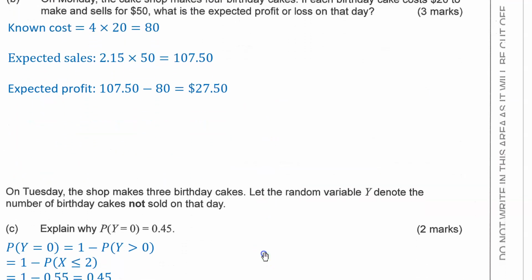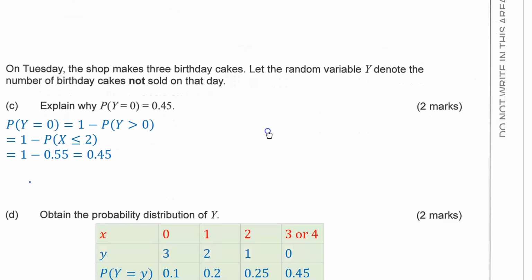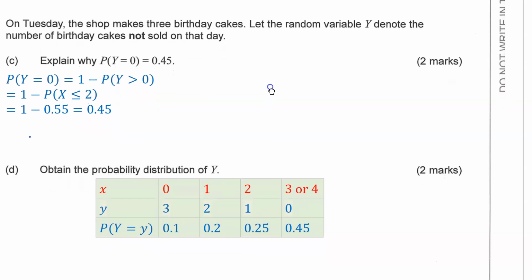And then we go on to Tuesday, and this day the shop is going to make 3 birthday cakes, and the random variable y is the number of birthday cakes not sold on that day. So we have to explain why the probability that the number of cakes not sold is 0 is 0.45. Well, one way to do it is to say the probability that y is equal to 0 is 1 minus the probability that y is greater than 0.